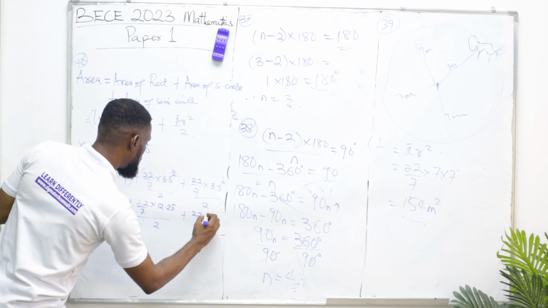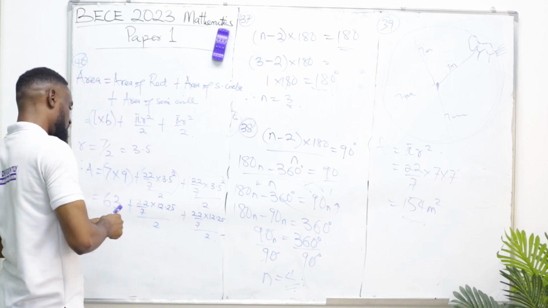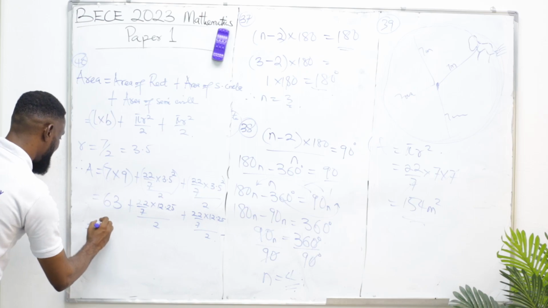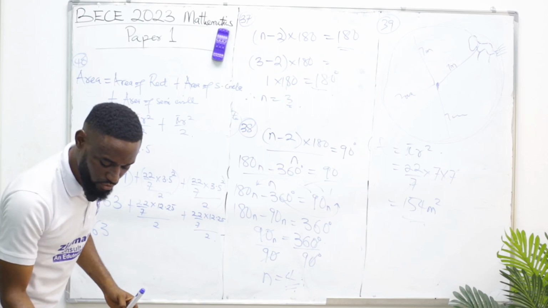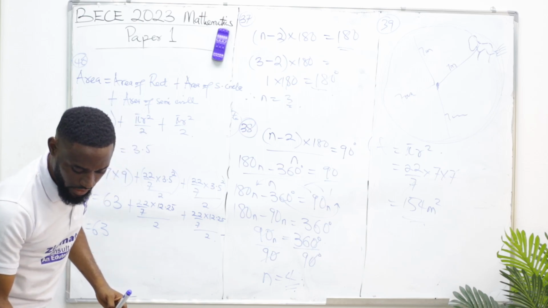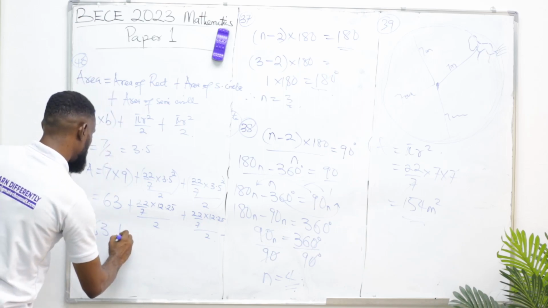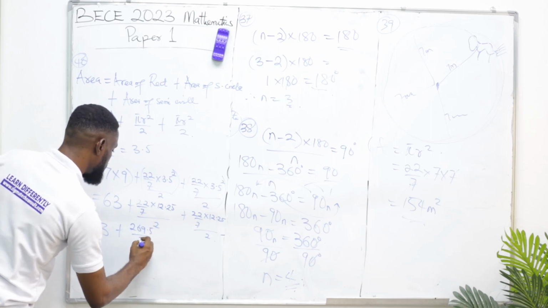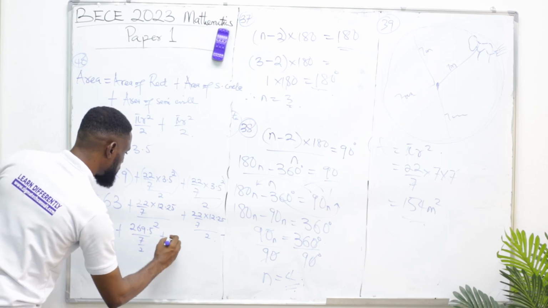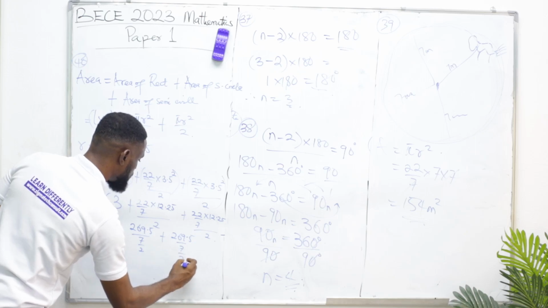Then here is still the same thing. 22 times 12.25 divided by 7 divided by 2. Is that okay now? All right, so if we have that, then we are arriving at something, okay? So this 22 times 12.25 will give us 269.5. So this will now be equal to 269.5 over 7 over 2 plus 269.5 over 7 over 2.